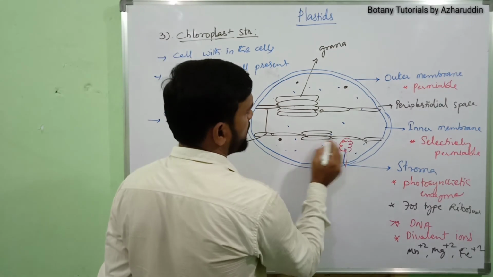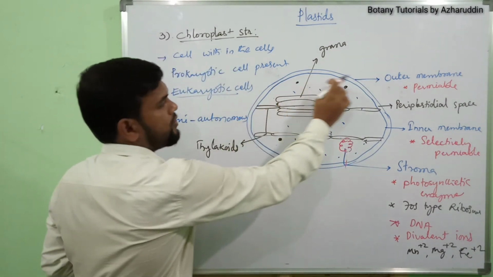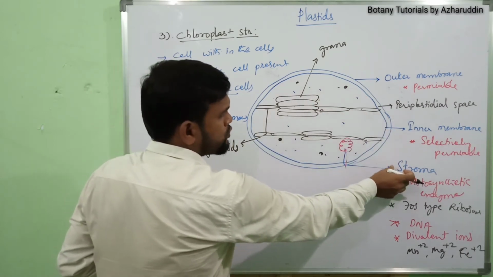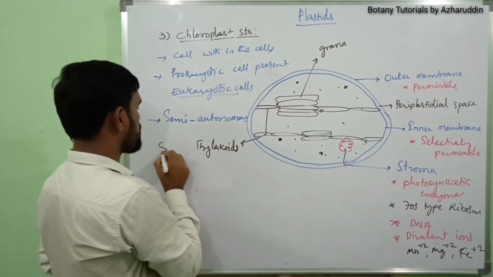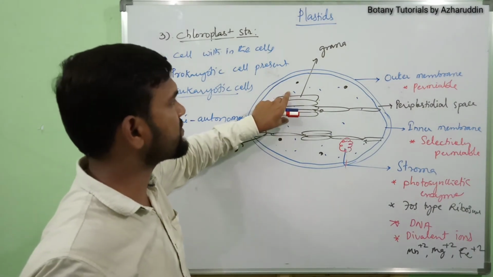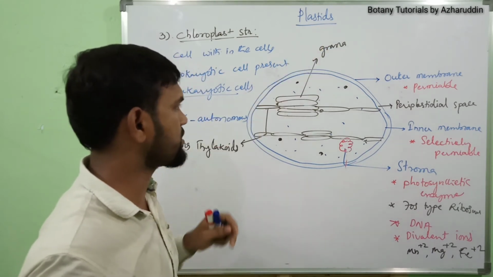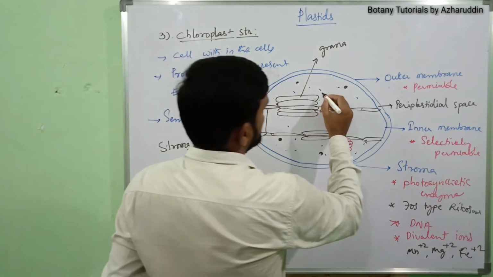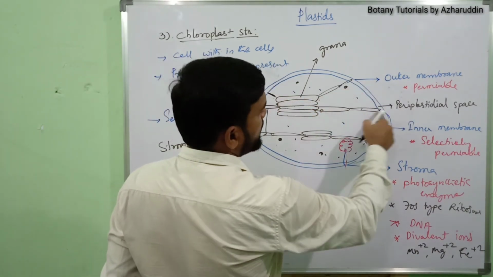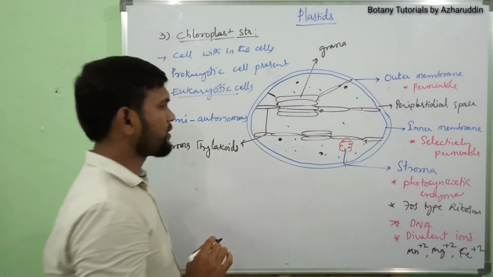These are grana and these are stroma thylakoids. This all is stroma, and these thylakoids are exposed to the stroma. That's why they are called stroma thylakoids. The stalks of thylakoids are called grana, and these are also connected with the inner membrane of the chloroplast.